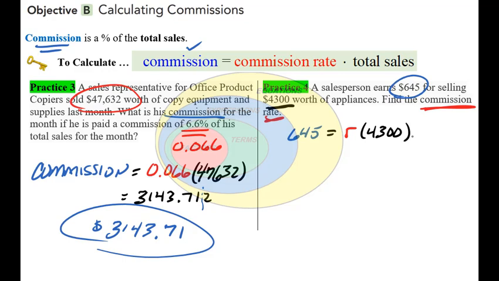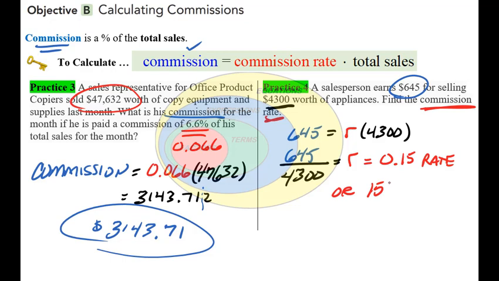So to find R, we just divide both sides by 4,300. So we have 645 divided by 4,300, and that's going to equal R. And if we plug this in our calculator, we get 0.15. So this is the actual commission rate, and the percentage would just be 15%.